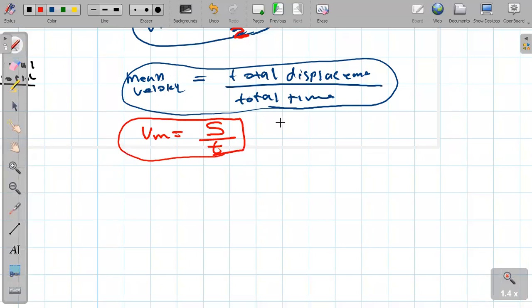Velocity is displacement over time. Why do we use S, sorry, S for displacement instead of D? We use D for distance, but S for displacement, the reason is, in Latin, we used to call it spatium. Spatium. Okay.